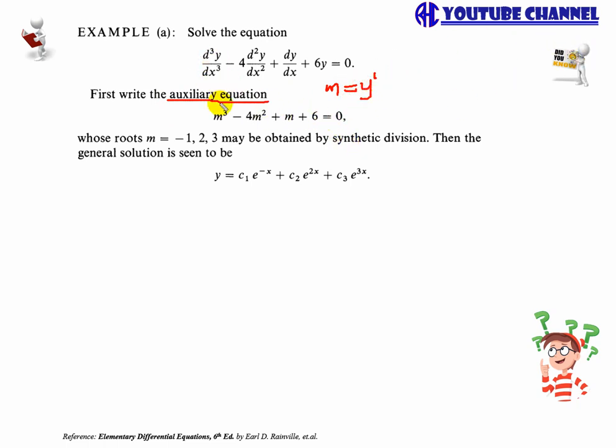So, this will become m cubed minus 4m squared. This came from here. Then our m, this one, plus 6 is equal to 0. So this is the auxiliary equation.